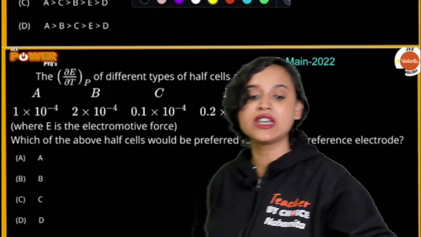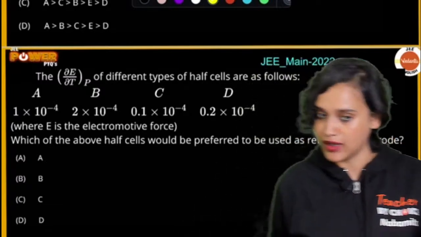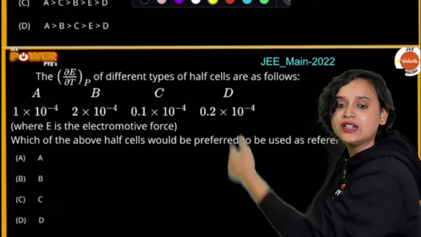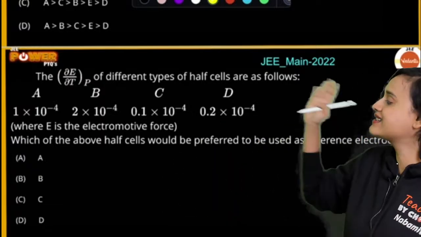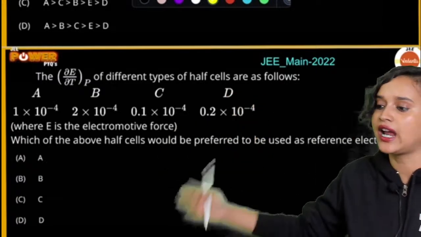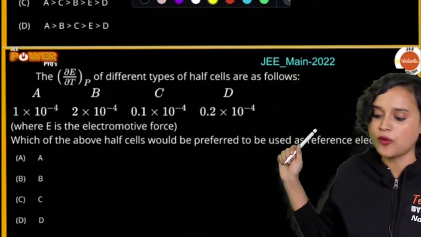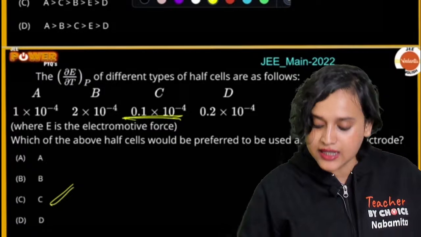See, whenever you are taking a cell, you have to have less variation in EMF with temperature. So that means whichever has the least value, you will opt for that. Now, which one has the least value? So that means option C. Option C is the correct one.